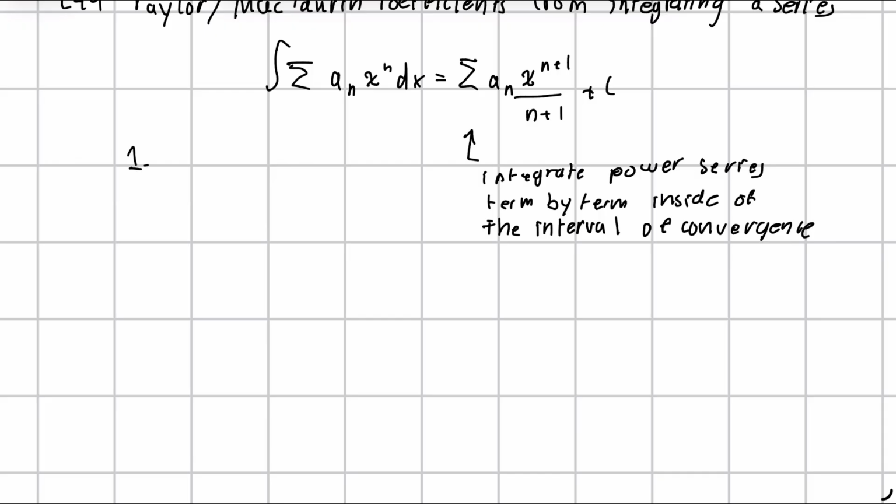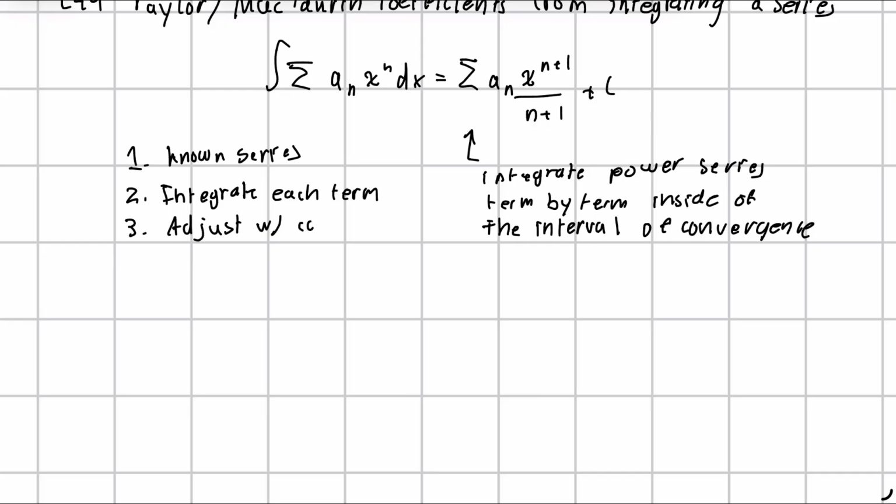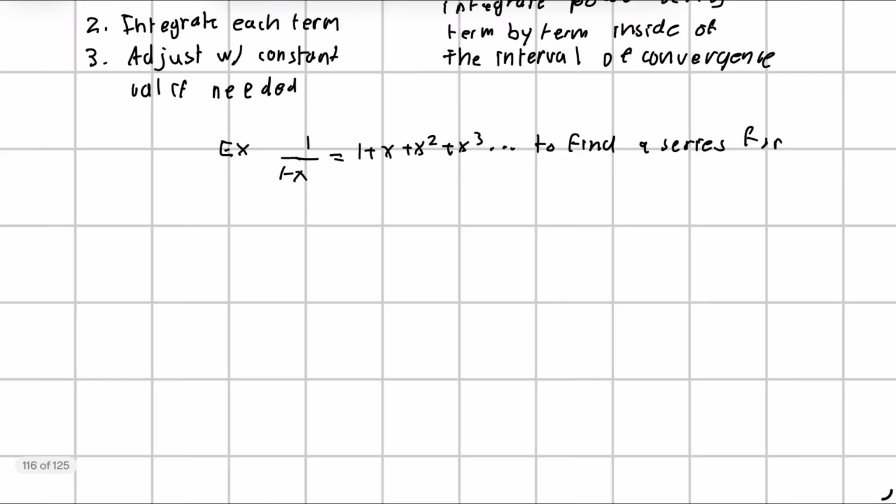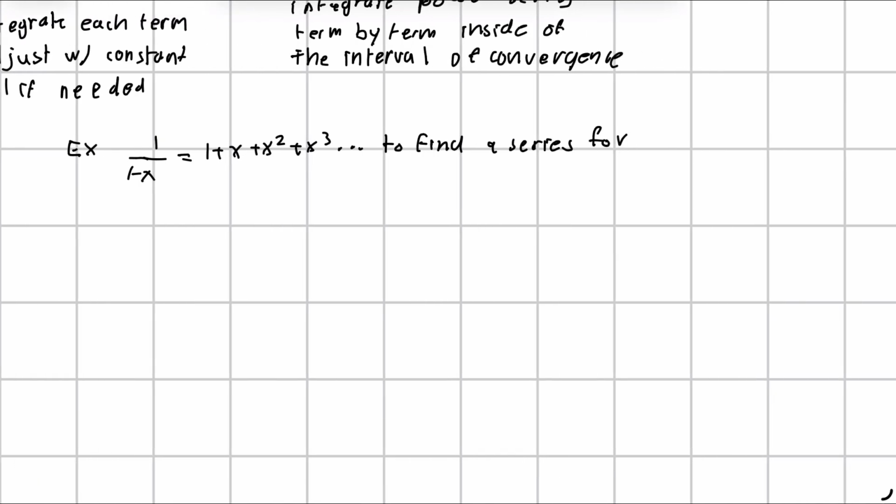So we're going to start off with the known series, and then you're going to integrate each term, and then finally you can adjust with the constant value if needed. So let's say we have 1 over 1 minus x is equal to 1 plus x plus x squared plus x to the power of 3 and so on. And we want to find a series for negative natural log of 1 minus x.